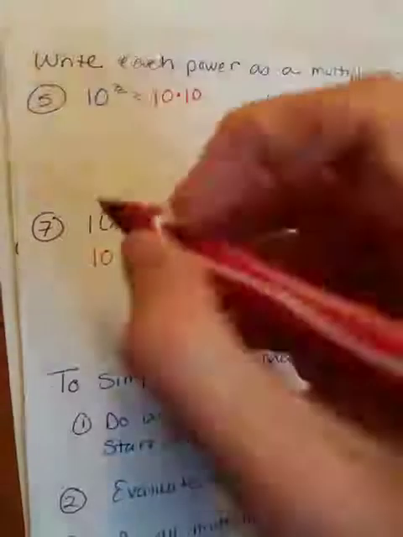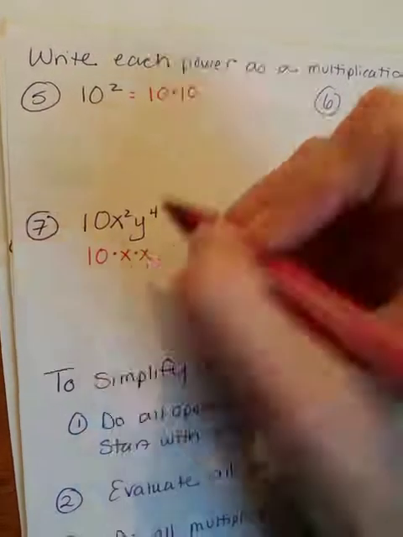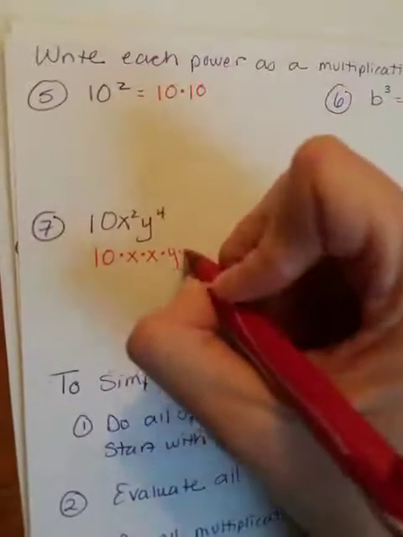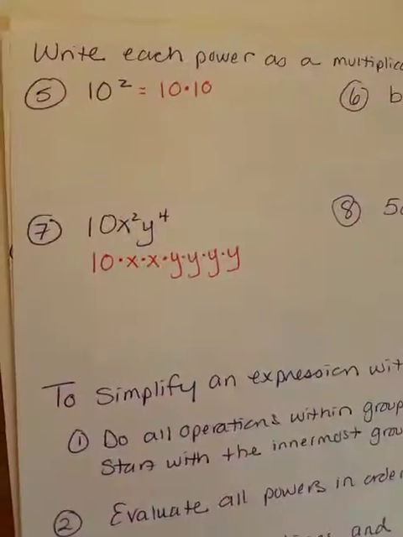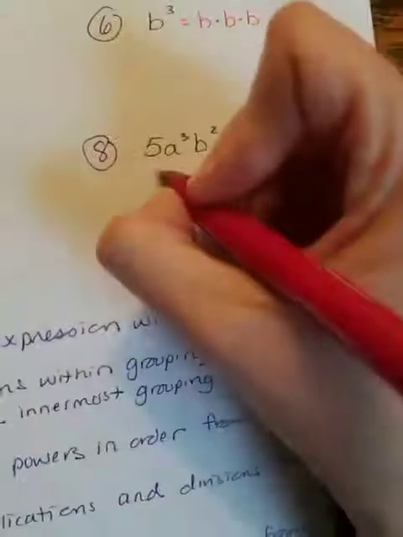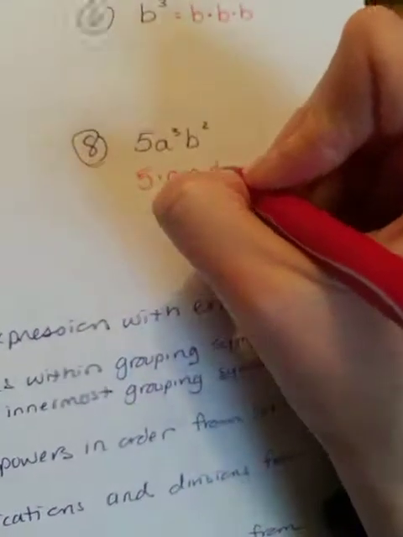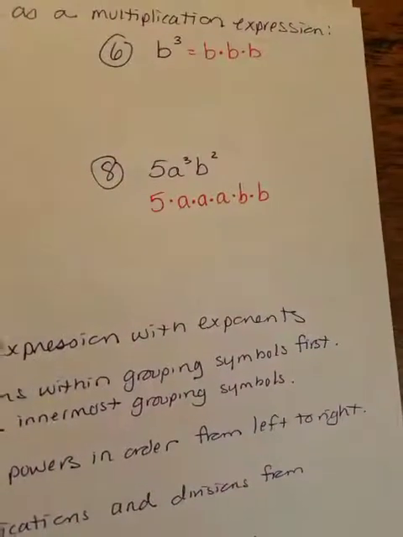Next one. Okay, there's only one 10, so I write 10. X squared, so that means I have 2 x's, x times x, and then y to the 4th, that means there's 4 y's. 1, 2, 3, 4. You're like, why are we doing this? So that we know that you understand exponents. Number 8, there's just a 5, so I write a 5. It's a cubed, so that means I need 3 a's, and then b squared, so I need 2 b's. And that's your answer there.